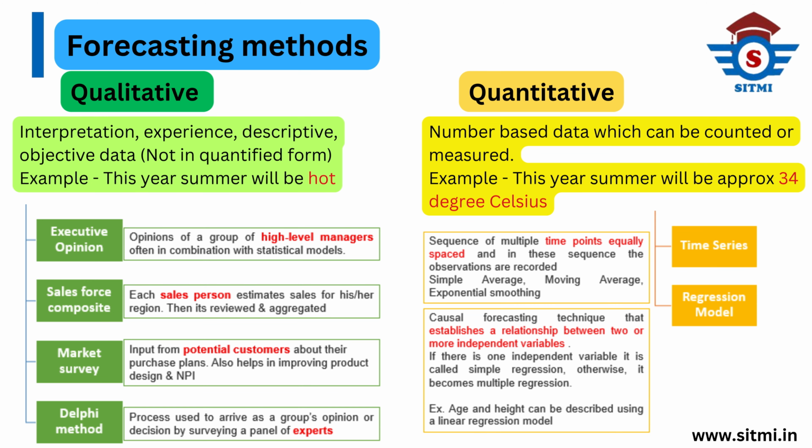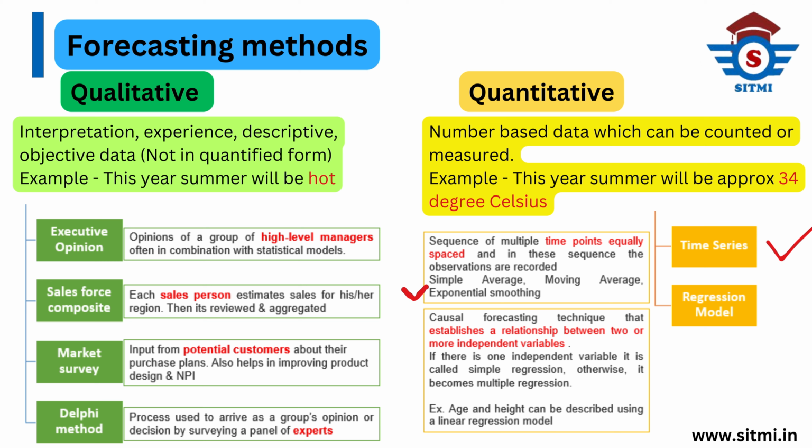First is time series and second is regression model. So a time series is basically a sequence of multiple time points which are equally spaced, and in these sequences the observations are recorded. Now this sequence of data points can be week on week, month on month, or quarter on quarter, and so on. In time series there are further multiple methods of forecasting. Some of the common methods are the simple average method, moving average method, or exponential smoothing method.